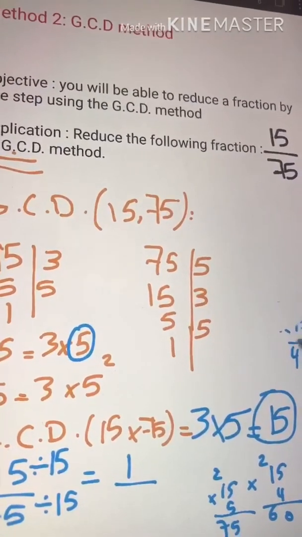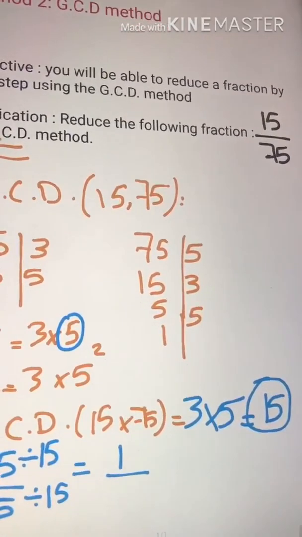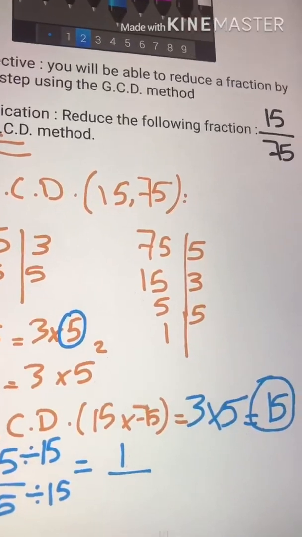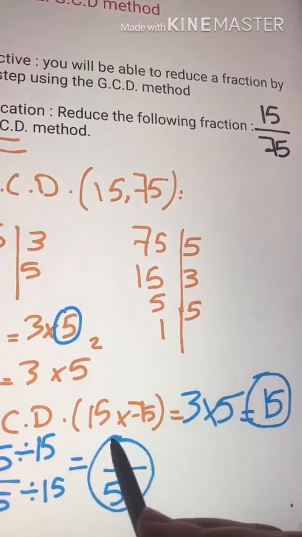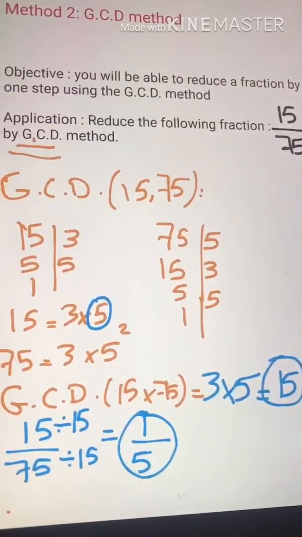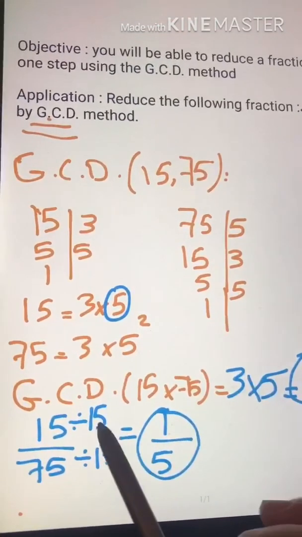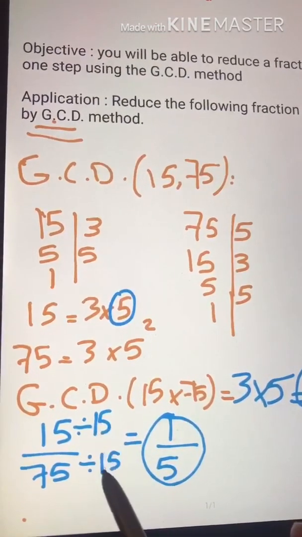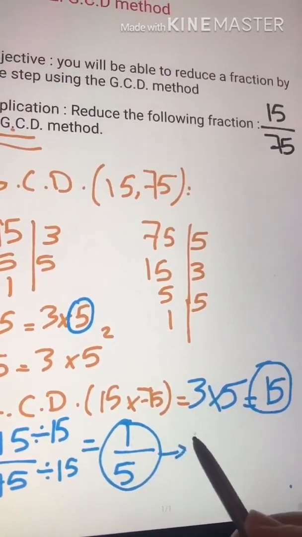So now it will give me 5. So this one is the irreducible fraction, or the simplest form of this fraction. Okay, 15 over 75. If I divide it directly by the GCD, which is 15, I will get 1 over 5, which is the simplest form.